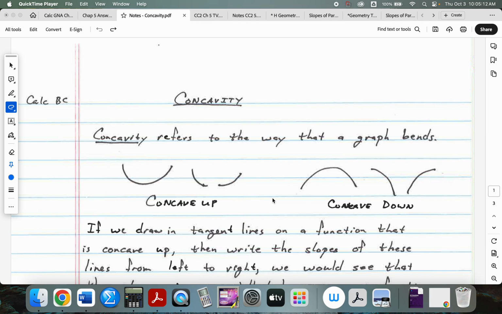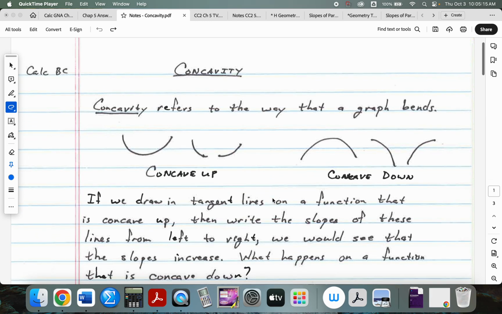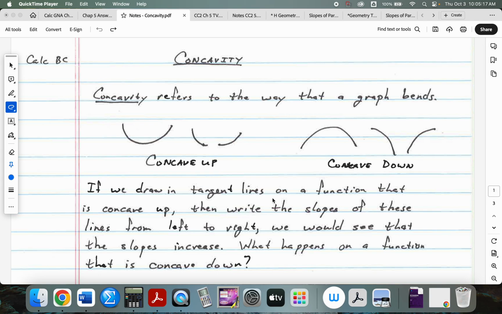Okay? Now, if we were to draw tangent lines on a function that's concave up, so if we were to come in here and draw a tangent line over here, one right there, and one here, oh, that's enough. If I looked at the slopes of those three, you would see that the slopes are increasing. Because this is a big negative number, this is a lesser negative number, and this is now a positive number. So the slopes are increasing.